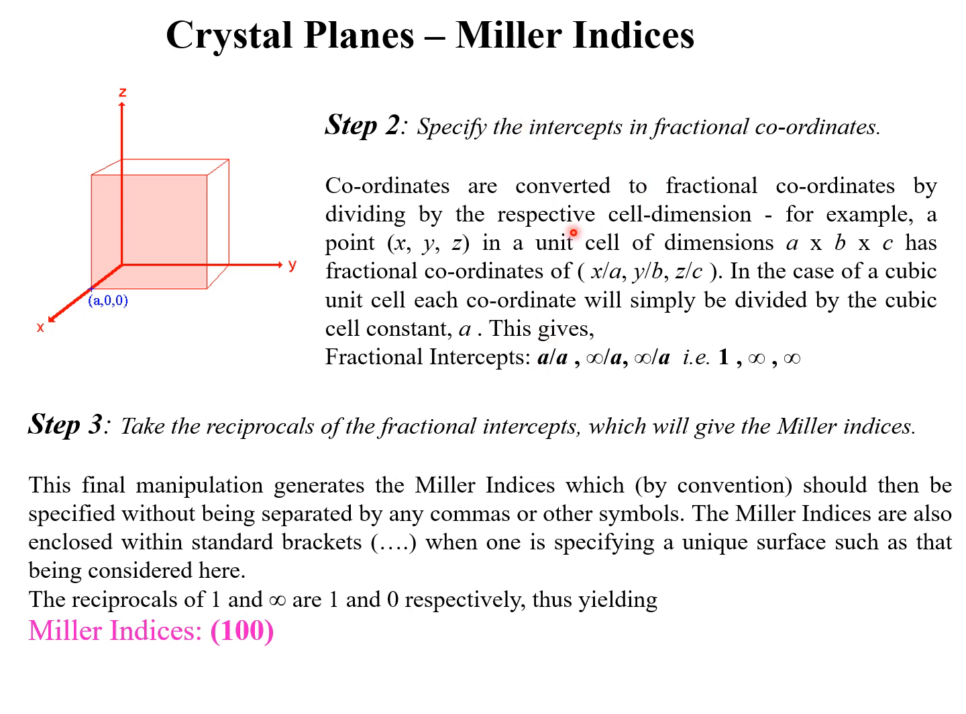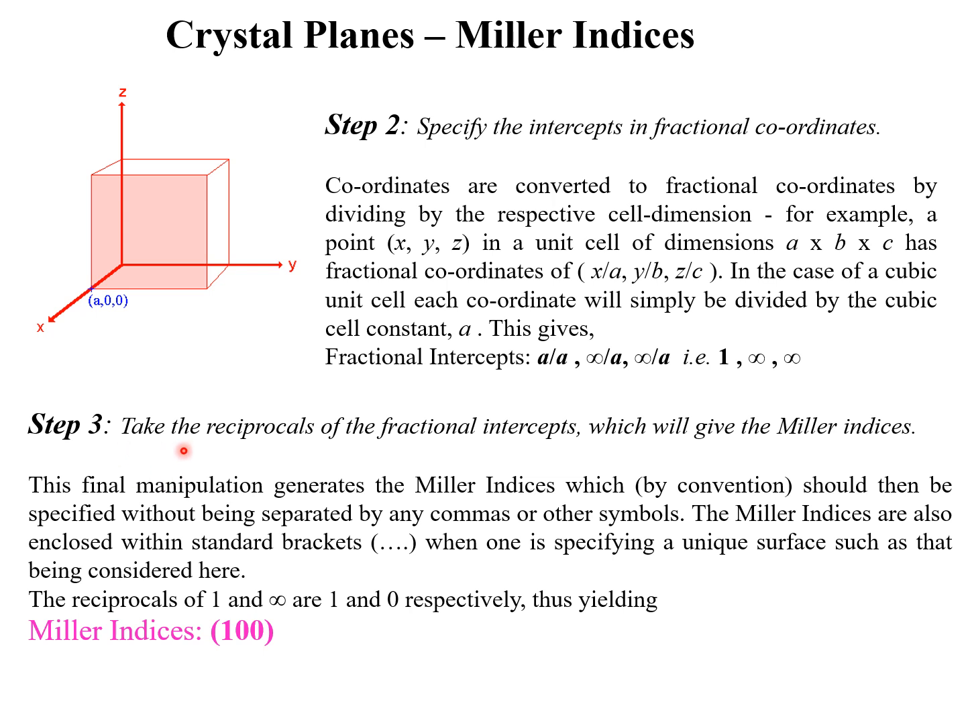The step 2 will be we have to specify the intercepts in fractional coordinates. So coordinates are converted to fractional coordinates by dividing by the respective cell dimension. For example, a point x, y, z in a unit cell of dimension a into b into c has fractional coordinates x by a, y by b, z by c. So in case of cubic unit cell, each coordinate will simply be divided by the cubic cell constant, that is a. So this gives the fractional intercepts as a by a, infinity by a, infinity by a. If you simplify this, the answer is 1, comma, infinity, comma, infinity.